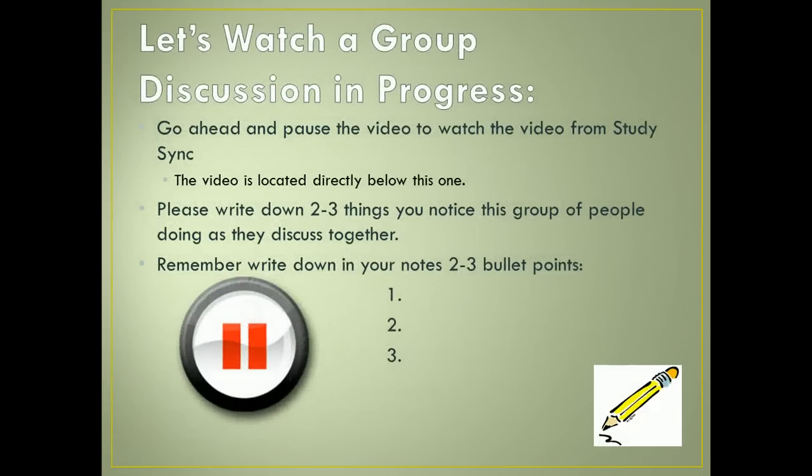Okay, so what I would like for you to do right now is to pause the video and scroll down slightly on your Sophia page to watch the embedded video right below this one that came from StudySync. And what I want you to do is just write down 2 to 3 things that you notice of this group of people doing as they discuss together. Now, these are high school aged kids, but I think you can get a really good idea about what my expectations are when you're discussing something important of academic value. So pause this video, watch the one right below it, and then come back to me, please.